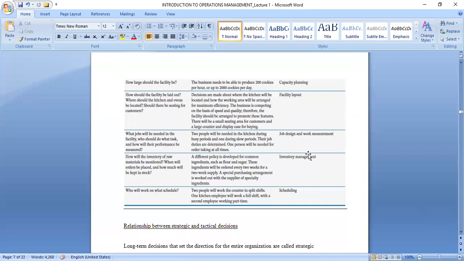Another operations management decision is in terms of job design and work environment. Job design has to do with the business asking itself what jobs will be needed in the facility and who will do these tasks. At the end of the day, they will need people. For example, they decide that they need 2 people in the kitchen during busy periods, and during slow periods, they only need 1 person in the kitchen.